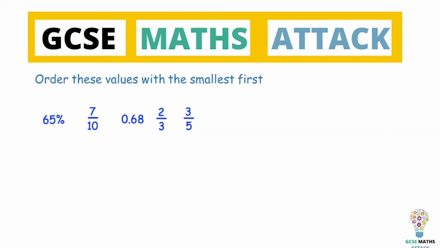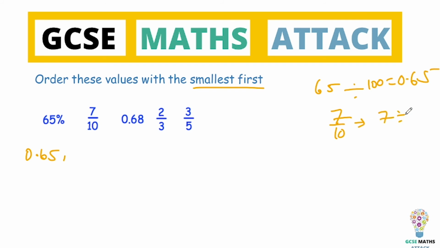Okay guys, so pause the video and have a go at this question. Order these values with the smallest first. Okay guys, like I said, we need to change all of them into decimals. So 65%, or to change that to a decimal, you just have to divide by 100, which is 0.65. Okay, and this is 7 out of 10, which is another way saying 7 divided by 10.